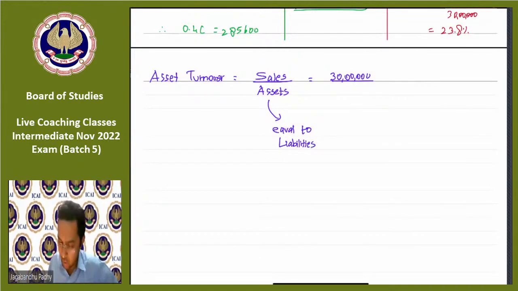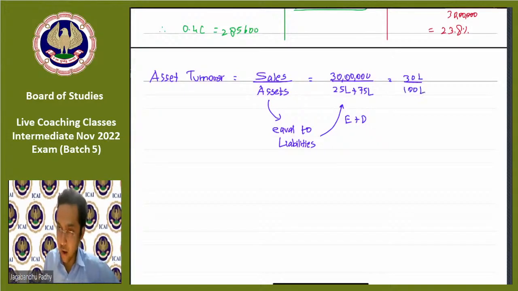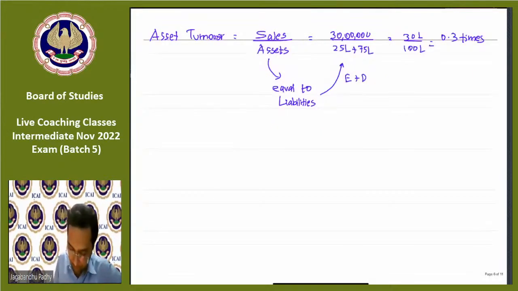Now, when I say it is equal to liabilities, that's actually equal to equity plus debt, which is obviously equity of 25 lakh and 75 lakh debt, right? So this comes out to be 30 lakh upon 100 lakh, which is 0.3 times. Now, what does this 0.3 times mean?